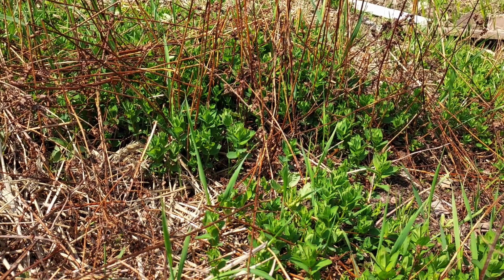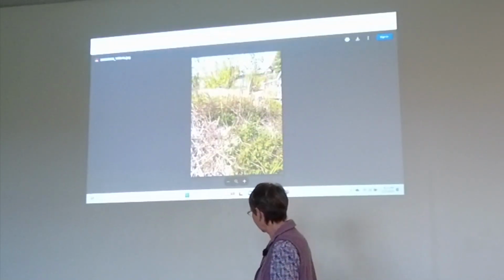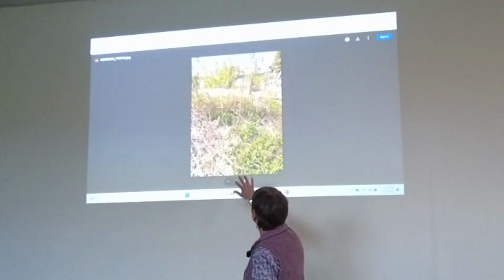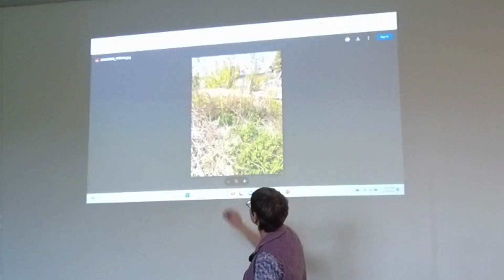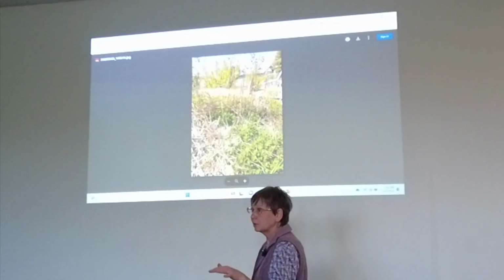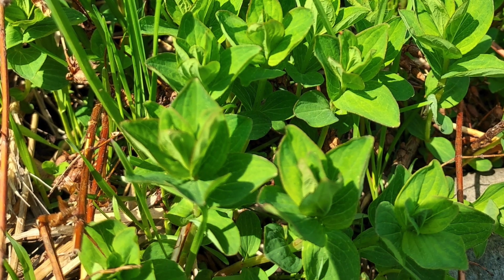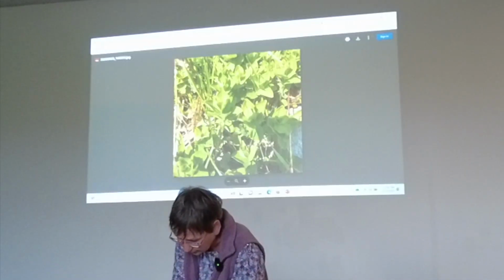Okay, anybody know this one? It's kind of hard to tell right now. I have a close-up of the leaves. The stalks? It's this green right now that's growing. That's last year's plant. So that's what you're wanting to look for in the field right now. Can't tell if it's tansy or not. It's not tansy. That's a close-up.